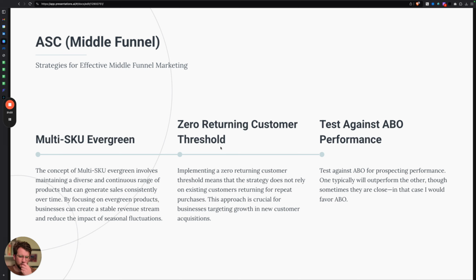We talked about ASC as middle of funnel, but also the potential to use it as a prospecting campaign if it does test and outperform ABO. But again, just make sure you put that 0 returning customer threshold in there, because otherwise it's going to get pretty messy pretty quick with the amount of returning customers you get.